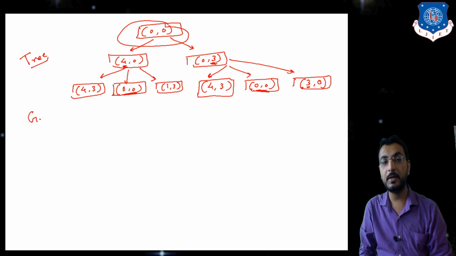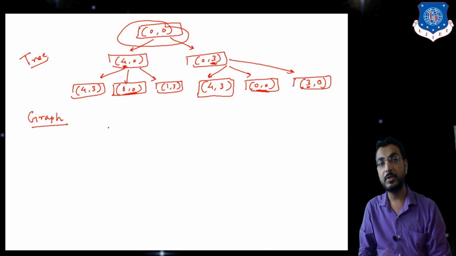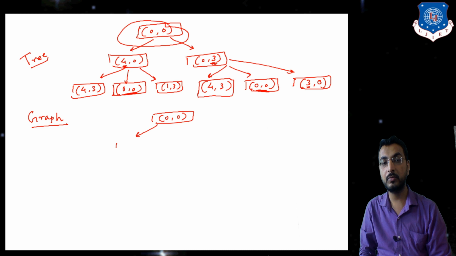Now if we represent the same thing using a graph, then in a graph we can also have nodes in the backward direction. A graph can also have a cycle. You may have studied directed cyclic graphs and acyclic graphs. So from 0,0, let's say you have reached 2 states, 4,0 and 0,3.